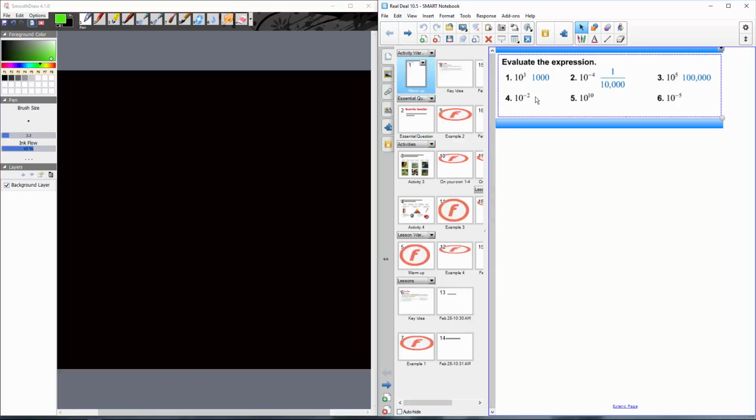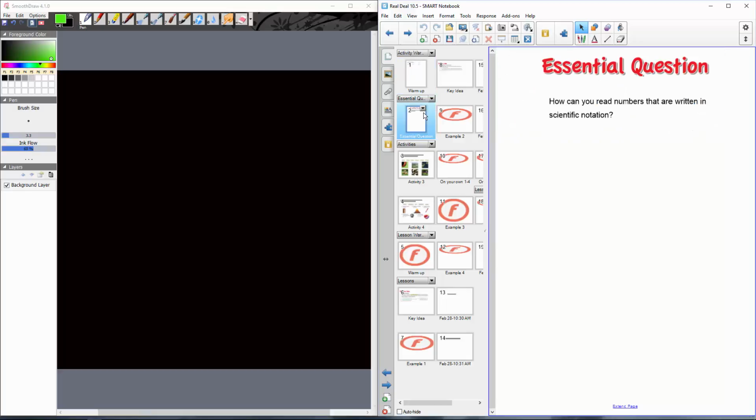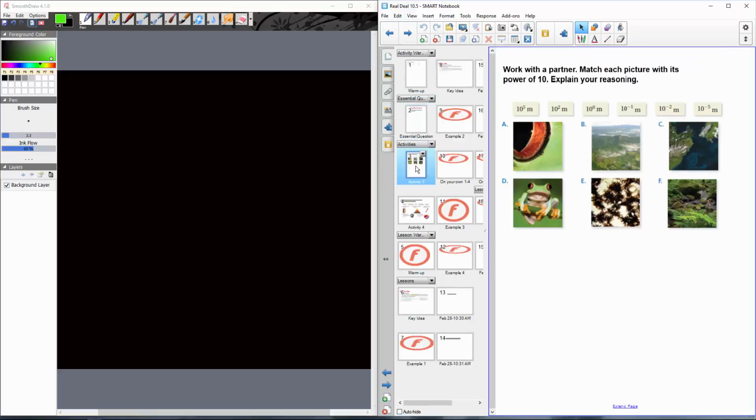10 to the negative 2 would be 1 over 100. 10 to the 10th is a large number. And then 10 to the negative fifth would be 1 over 100,000. And what we want to really focus on today is we want to be able to read numbers that are written in scientific notation. Now, if I look at this here, I have basically a world view.